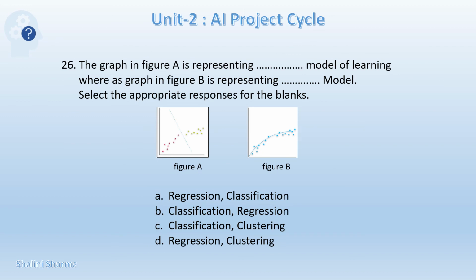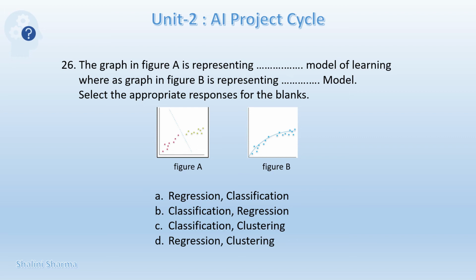Question 26. The graph in figure A is representing dash model of learning, whereas graph in figure B is representing dash model. Select the appropriate responses for the blanks. Option A, regression and classification. Option B, classification and regression. Option C, classification and clustering. Option D, regression and clustering.